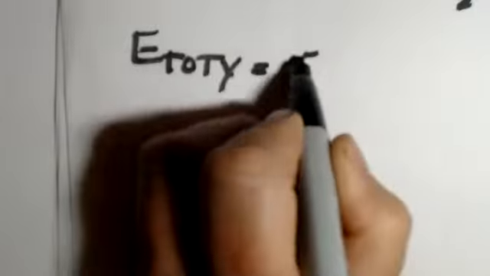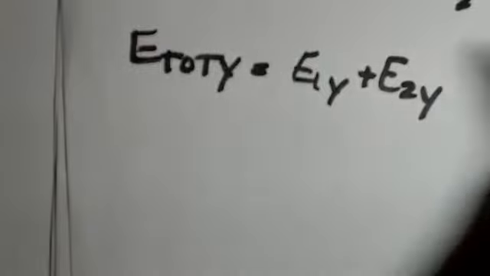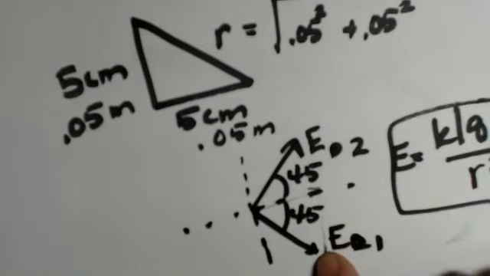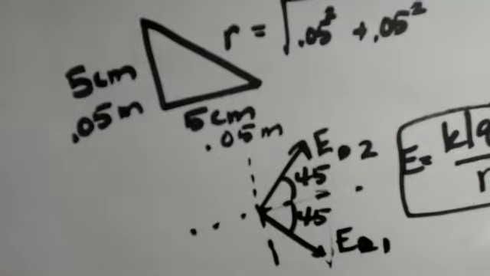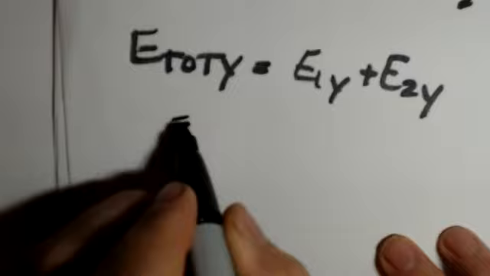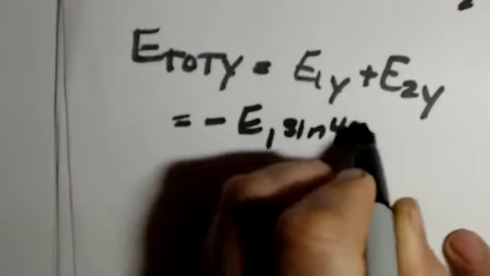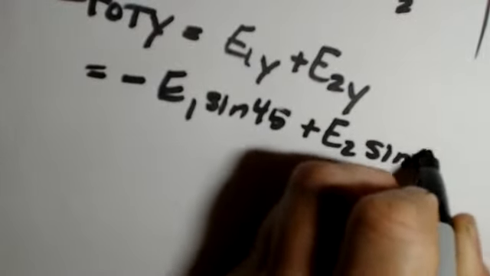I'm going to do the same thing, but now I'm going to do it in the Y direction, E total Y. So it's going to be E1Y plus E2Y. Okay, I go back and I look at my picture. E2 is going to point up, E1 is going to point down. Now they're going to be opposite the 45-degree angle, so they're going to be sine of 45. So E1 points down, so I've got minus E1 sine 45 plus E2 sine 45.